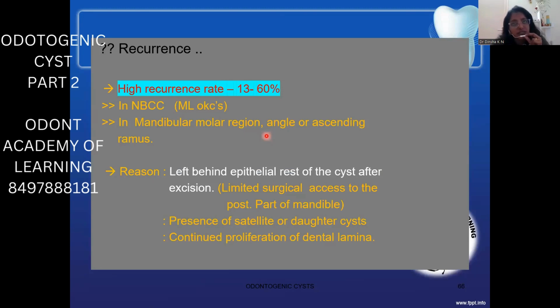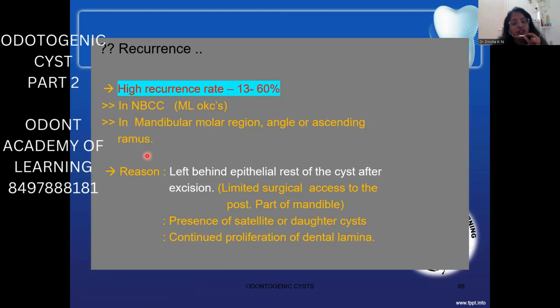And OKC is a cyst which shows the highest recurrence rate, around 13 to 60 percent, and more in the cases where it is associated with nevoid basal cell carcinoma syndrome. And if it is in the mandibular molar angle or ascending ramus, again it has a higher recurrence.